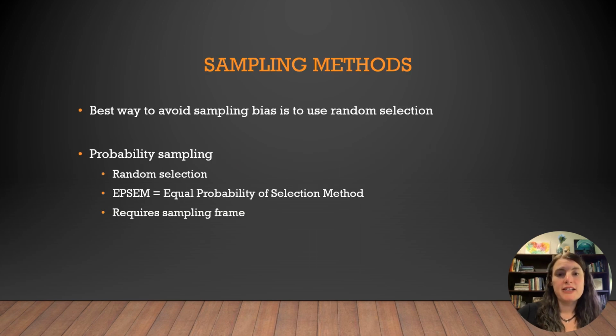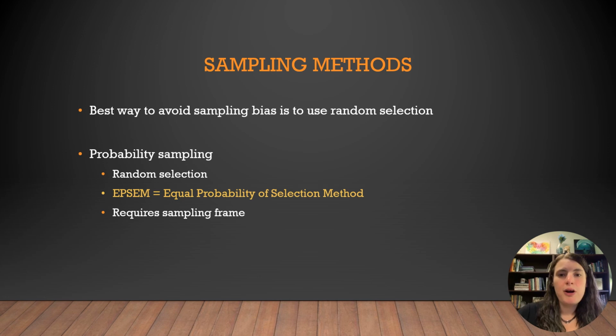Remember that random selection was key to help increase the representativeness of the sample, which then allows the research findings to be generalized from the sample to the population, and it gives the study external validity. Any method of sampling that uses random selection is known as a probability sampling method.